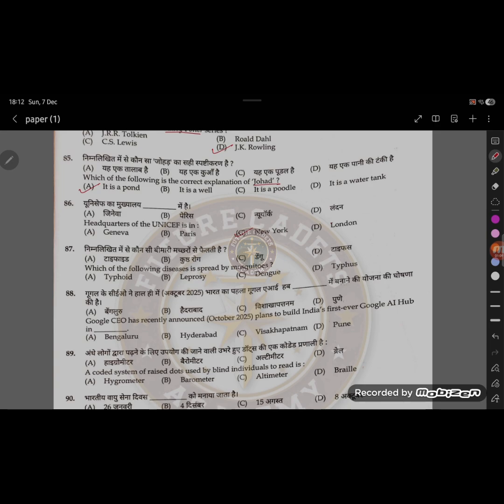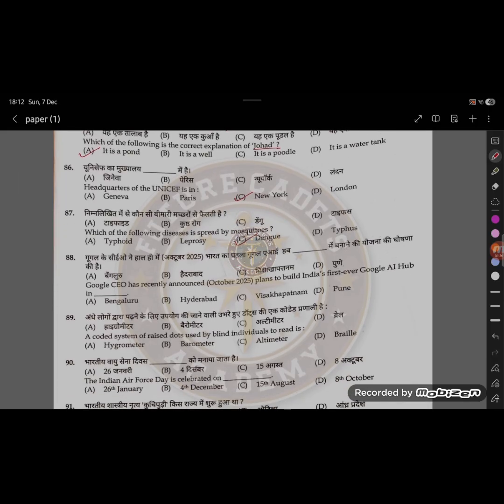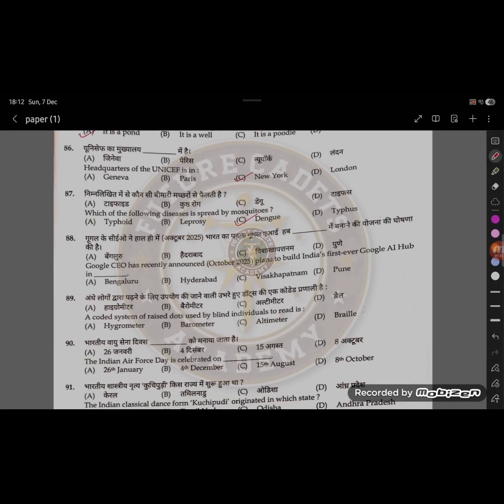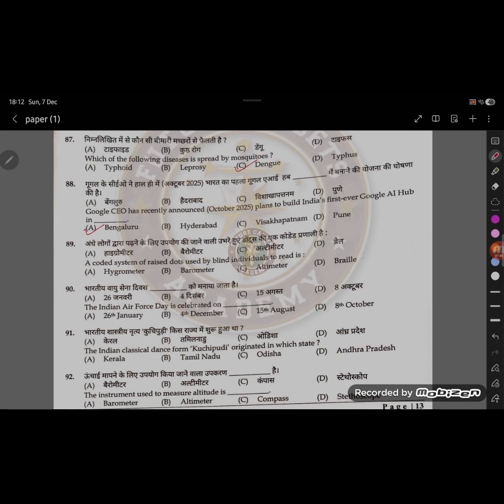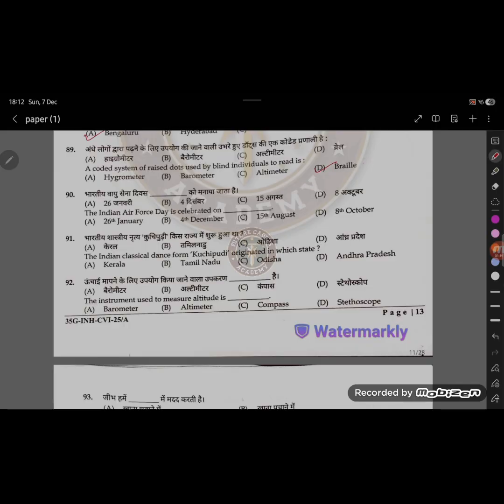Now for question number 87, which one is spread by mosquito? And we all know that this is dengue, which is spread by the Aedes aegypti species of mosquito. Now question number 88. It asks about the Google CEO, who has recently announced plans to build India's first ever Google AI hub in. So the Google AI hub is announced to be developed in Bengaluru. Question number 89 asks about the coded system of dots for blind individuals, and this is our very own Braille, which is one of the best inventions of human mankind.